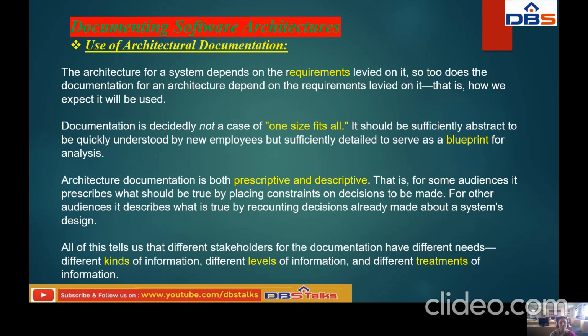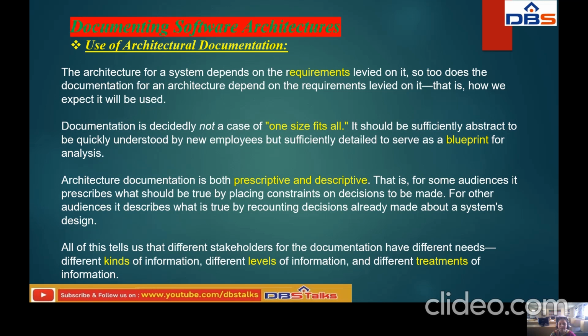And all of this tells us that different stakeholders for the documentation have different needs. From the above points, what they tell is that different stakeholders have different needs. Our customers have different needs. The vendors or the business persons want to satisfy the needs of the customers. So with the help of the different stakeholders, the documentation tells the needs and requirements of the customers in different kinds of information.